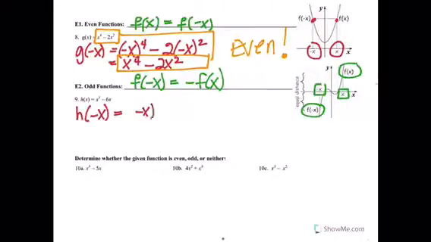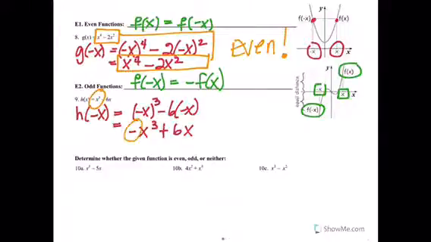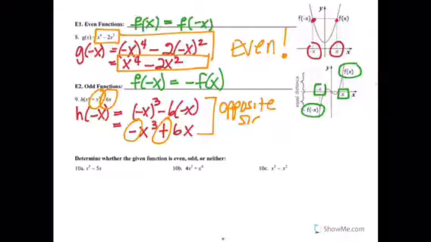I get negative x quantity cubed minus 6 times negative x. And this is negative x cubed plus 6x. This time you'll notice that while this sign was positive, this one's now negative. And while this sign was negative, this sign's now positive. Okay? So what we notice is that everything now has opposite signs. And that's going to make this guy odd.